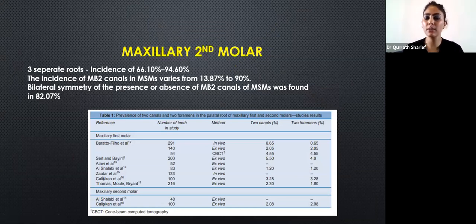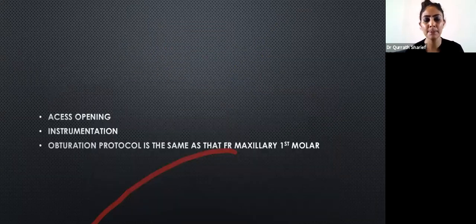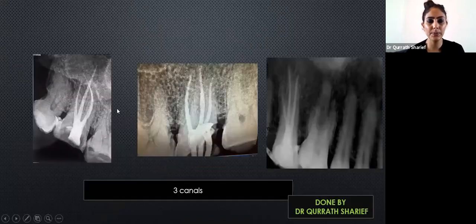The maxillary second molar. Normally there is presence of 3 roots, but definitely there is incidence of MB2 in an enormous amount of cases. And also there is presence of bilateral symmetry. So the access cavity preparation, like how I had told, you're going to follow the same access cavity preparation, the instrumentation protocol is going to be the same, and the obturation as well. In this first case, there is a separated instrument which I had bypassed and obturated. Again, 3 canals, 3 canals, 3 canals.